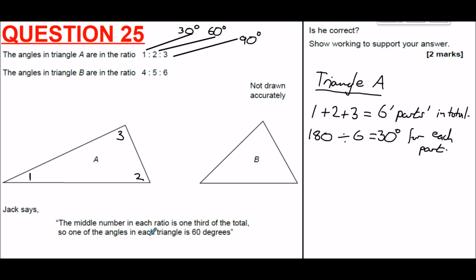Jack's saying the middle number in each ratio is 1/3 of the total. So one of the angles in each triangle is 60 degrees. This is what we're trying to prove. And that's what I maybe should have mentioned before I just got started. But anyway, so for triangle A, yeah, one of them's 60 degrees. That 2 represents 60 degrees.